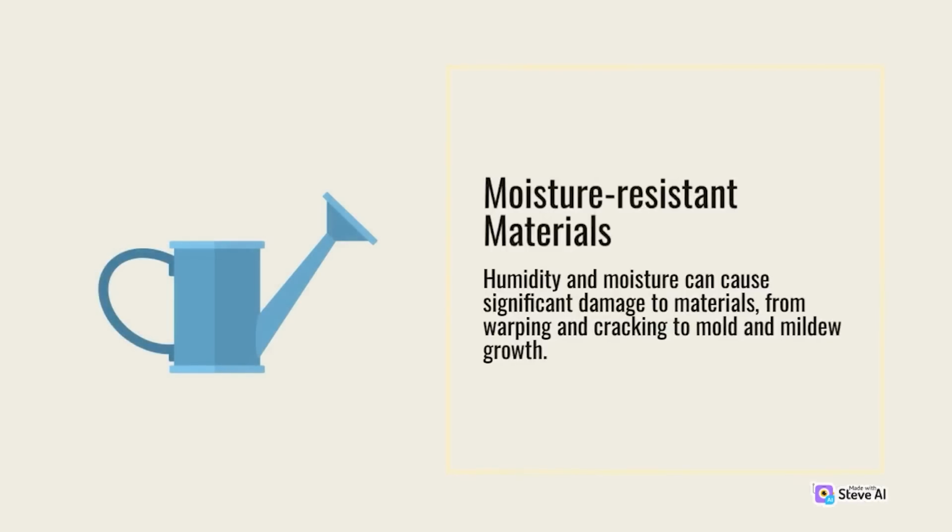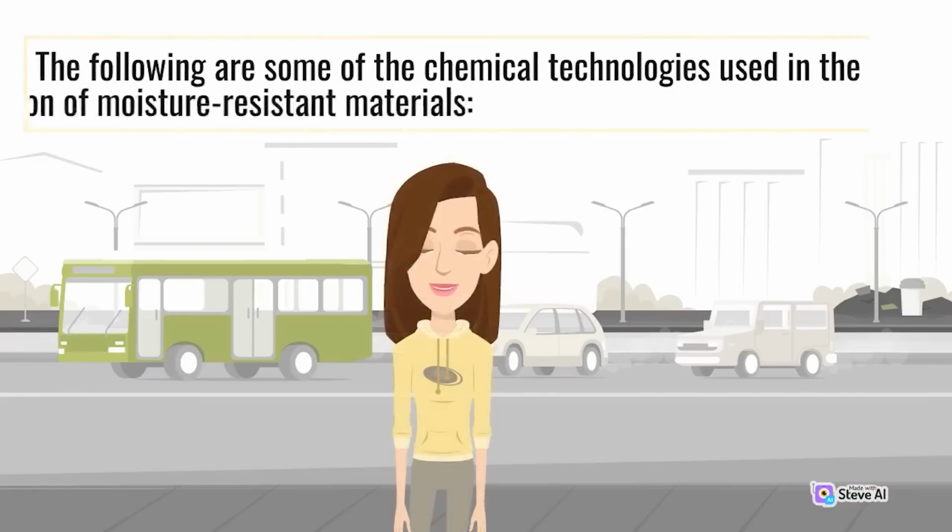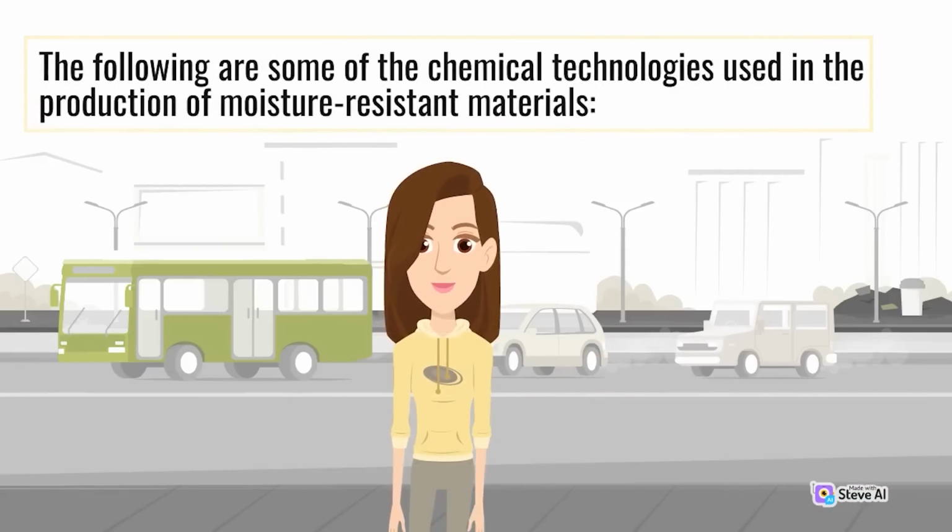Moisture-resistant materials. Humidity and moisture can cause significant damage to materials, from warping and cracking to mold and mildew growth. To combat these issues, moisture-resistant materials are used in various industries, including construction, packaging, and textiles. The following are some of the chemical technologies used in the production of moisture-resistant materials.